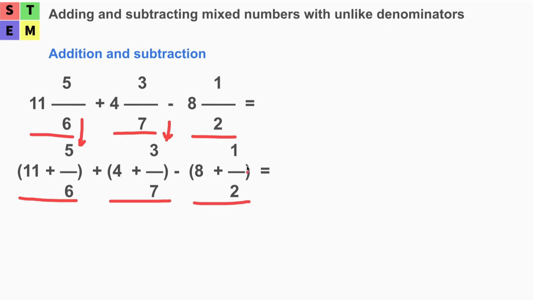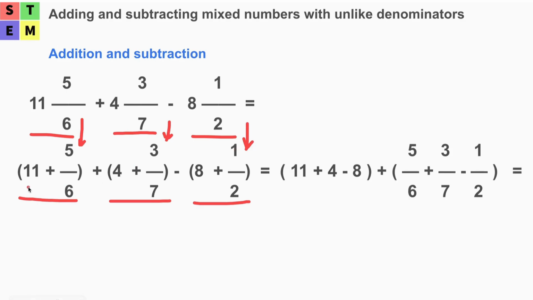And then 8 plus 1 over 2, right? And then again, we just switch the orders. Okay, so that's 11 plus 4 minus 8, okay? And 5 over 6, plus, because we got plus here, so plus 3 over 7 minus 1 over 2. All right, so then that's easy, right?